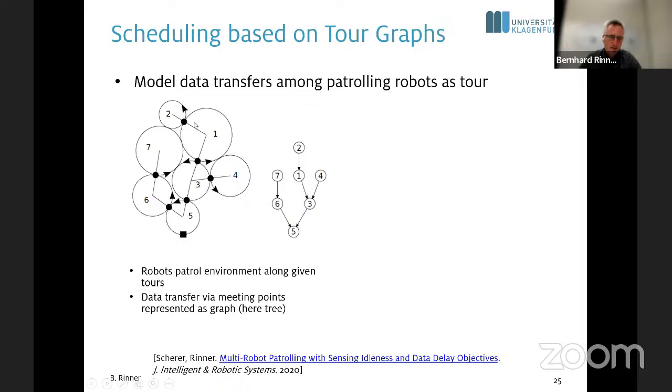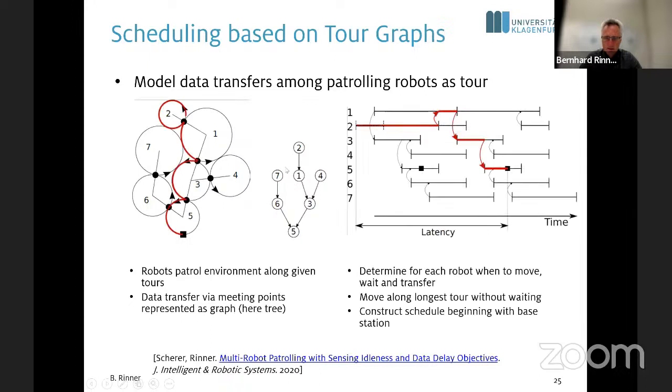So on the left-hand side, you see these individual tours indicated by the circles, and these dots represent the meeting points, and you can model this as a graph, as a data transfer graph, and then you can identify the schedules where, say, for the longest circle, so this one, you assume that the drone moves without any waiting time, and then you schedule correspondingly the movement along the other routes, and to make sure that the latency is minimized, meaning that once the drone has visited a specific sending location, how long it takes until this data is available at the base station.